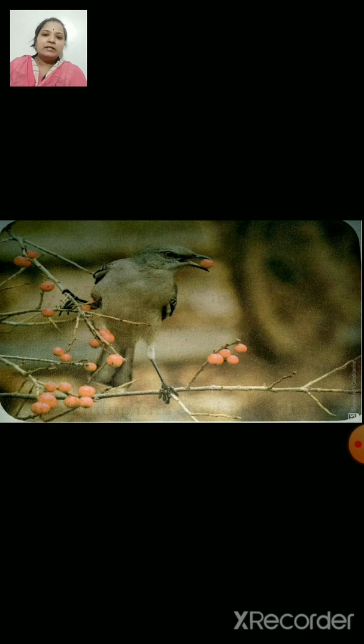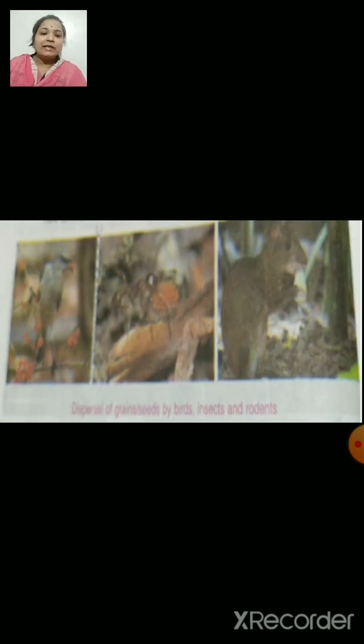Now, see, this is a picture in which a bird is shown eating a fruit. In this way, the seeds are dispersed by birds. In this picture, again the dispersal of seed is shown by birds, insects and animals. Again, human beings in this picture, if you can see, are eating the fruits and the seeds will be thrown away after eating the fruit.